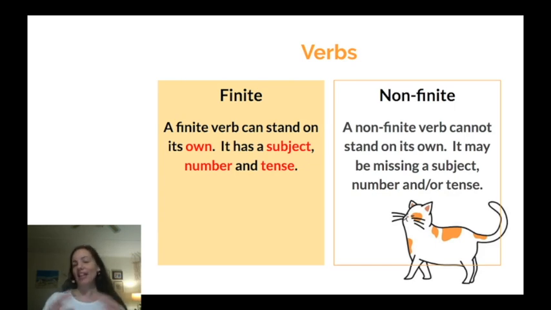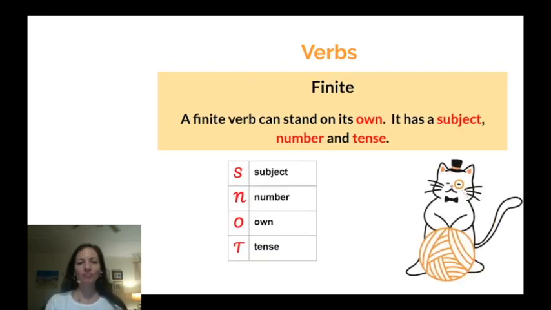Either they don't refer to a subject, it doesn't tell me number, singular or plural, and it may not tell me tense. So what does that look like with examples? So let's just remind ourselves that for a finite verb, we're going to be looking for a verb that can stand on its own, and this is a verb within the context of a sentence. Right? So this verb must refer to a particular subject.